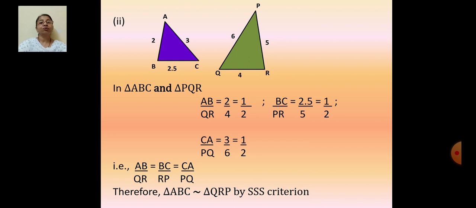So therefore triangle ABC is similar to triangle QRP. One-one correspondence: AB is corresponding to QR. So therefore triangle ABC is similar to triangle QRP by SSS criteria.